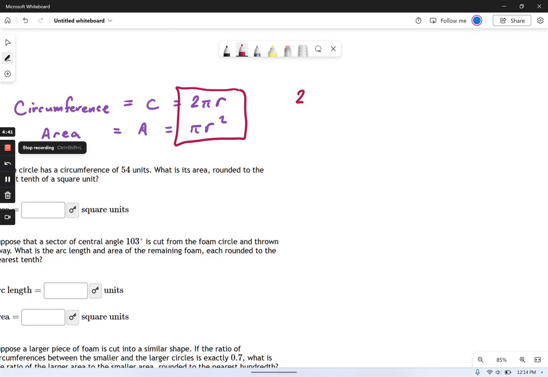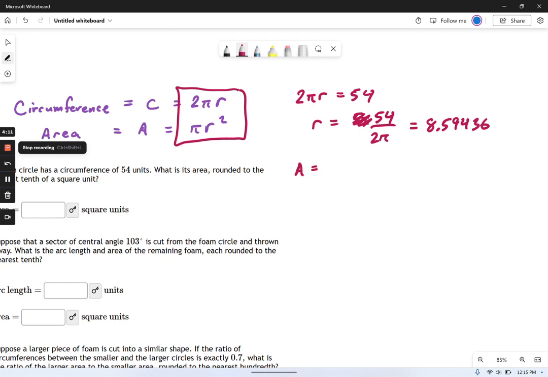So if the circumference, 2 pi r, equals 54, then that means r equals 54 divided by 2 pi. And that's going to be, let's see, 54 divided by 2 divided by pi, 27 divided by pi is 8.59436. Okay, I use lots of decimals because I don't like making rounding errors.